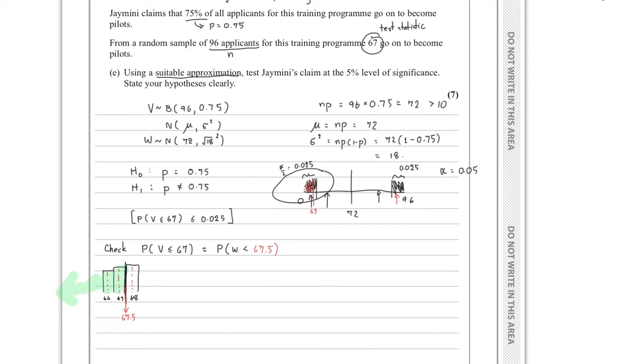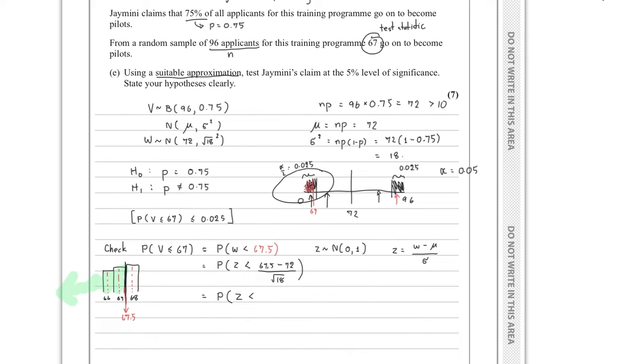We're going to define z. Here z has normal distribution 0, 1. Change it to the probability of z less than. Okay, so we're going to transform this to z by using this formula. Z equals your current random variable, which is w, minus mu divided by sigma. 67.5 minus 72 divided by square root 18. And then we calculate this part.